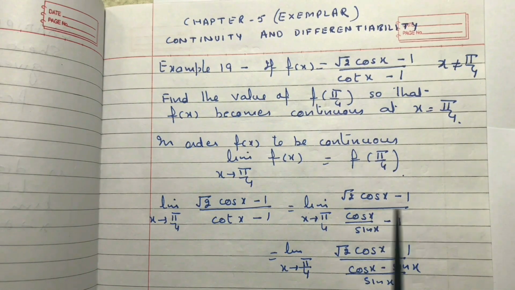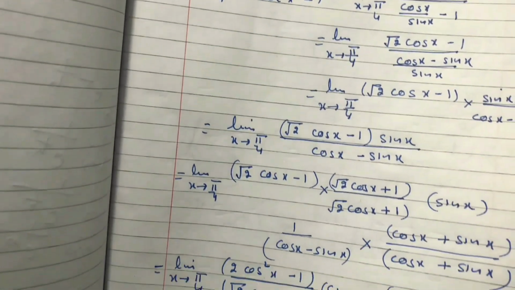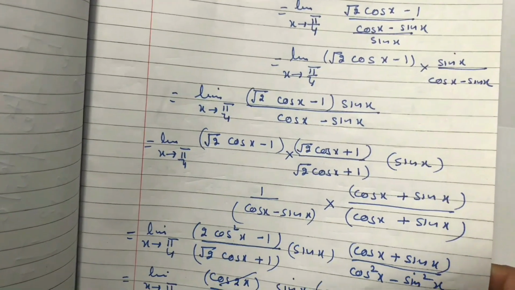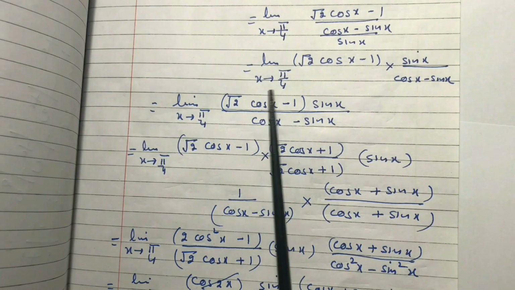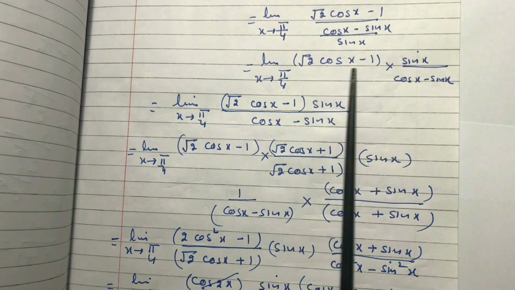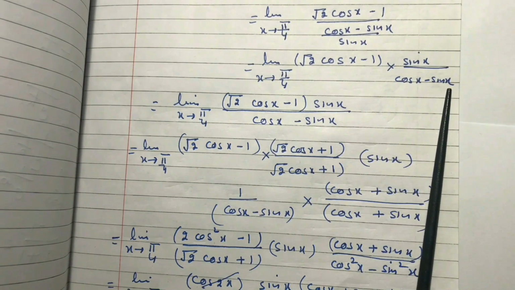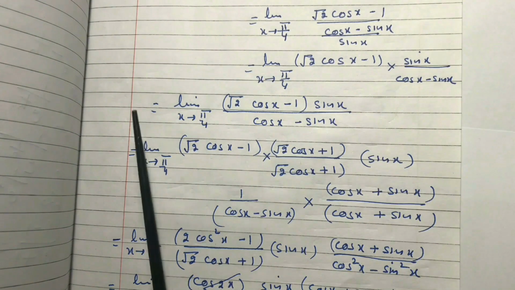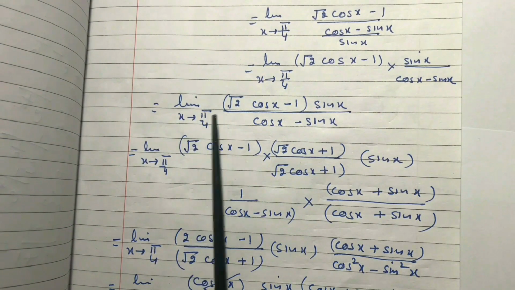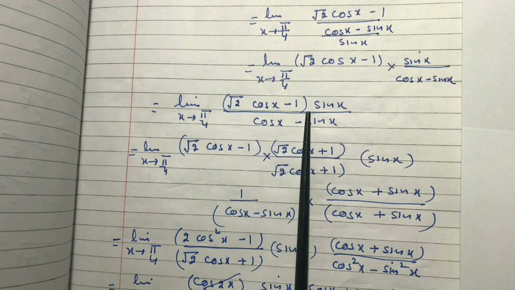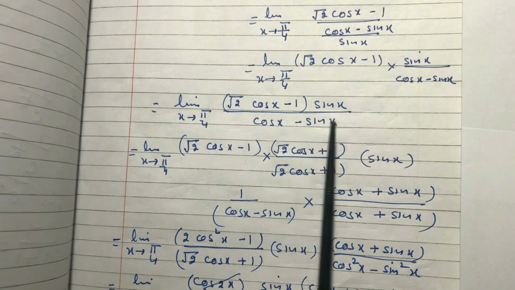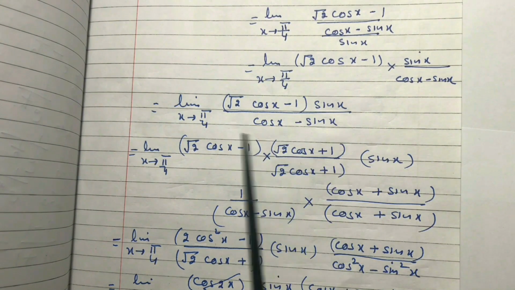Take the LCM of this denominator. I'll have (cos x minus sin x) upon sin x. Now this is equal to limit x tends to pi by 4 of (root 2 cos x minus 1) into sin x upon (cos x minus sin x). I am going to rationalize this.